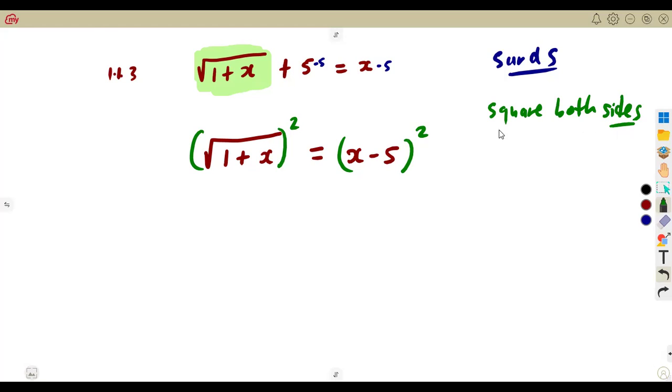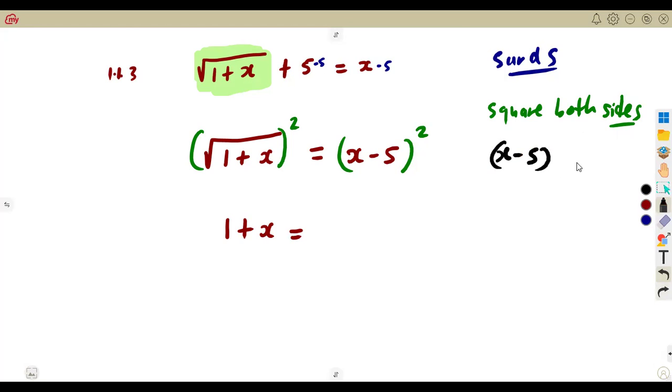Remember, it's an equation. Whatever you do on the left-hand side must be done on the other side. So by squaring, we are simply removing this square root. Meaning to say, we are going to remain with 1 plus x, which is equal to this. So we can square that from your expansion of brackets, guys.